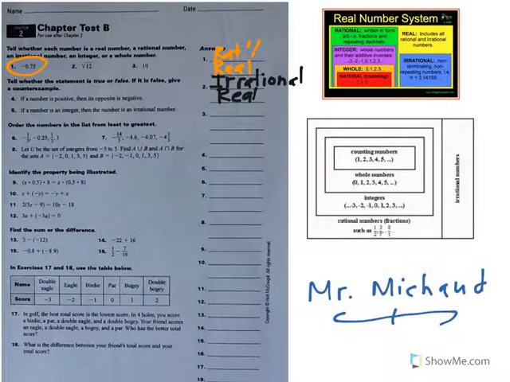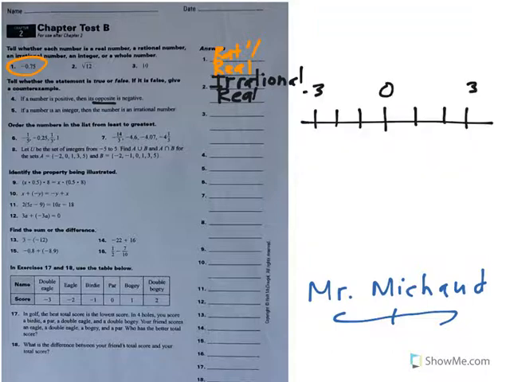Okay, the next one. The ones we talked about for the first time on Friday. It says, tell whether the statement is true or false. If it is false, give a counterexample. The first one, it says, if a number is positive, then its opposite is negative. So if a number is positive, then its opposite is negative. You have to know what opposite means. Opposite means that it is on the opposite side of the number line.